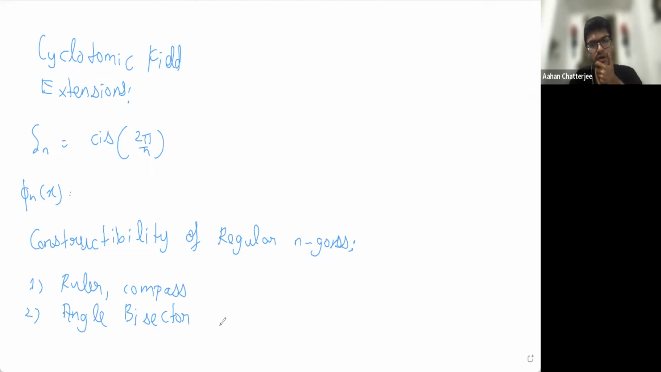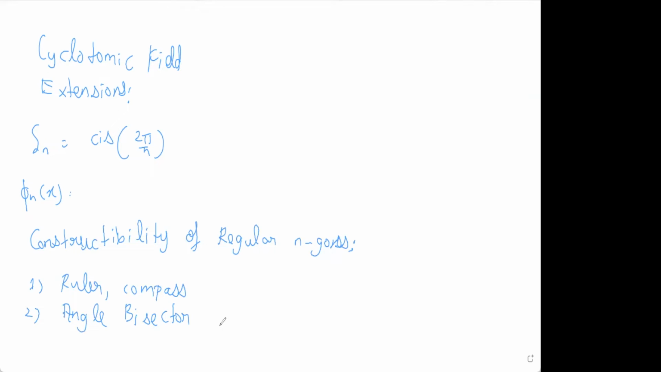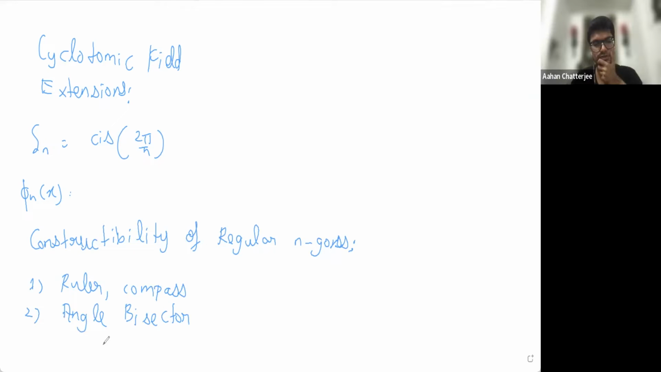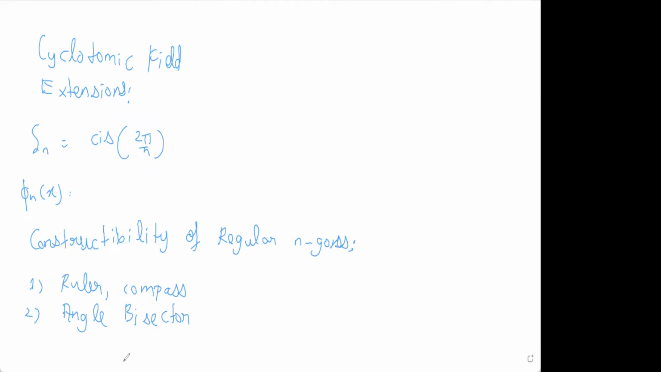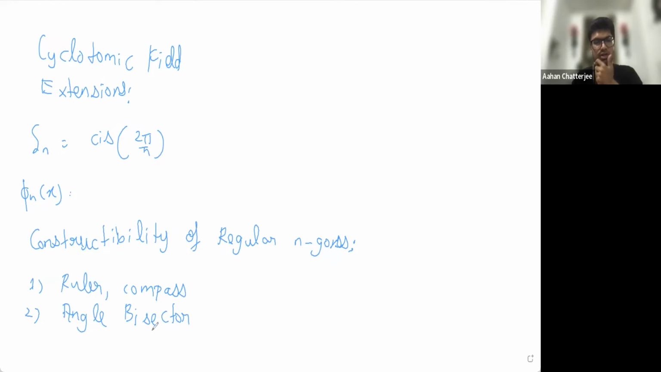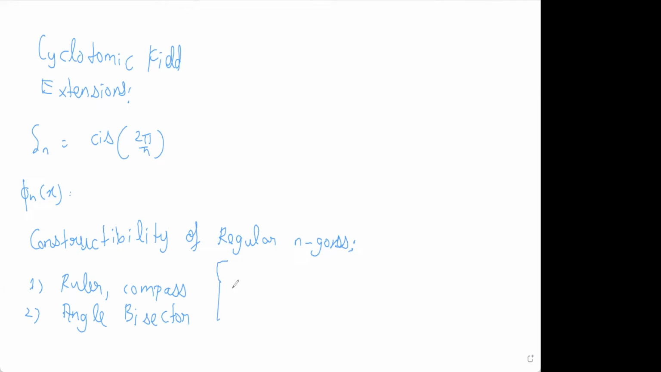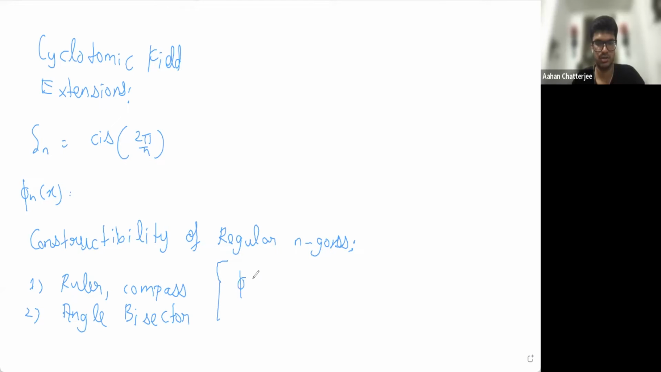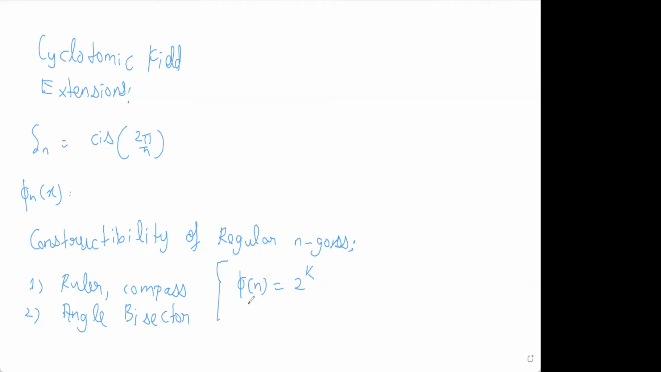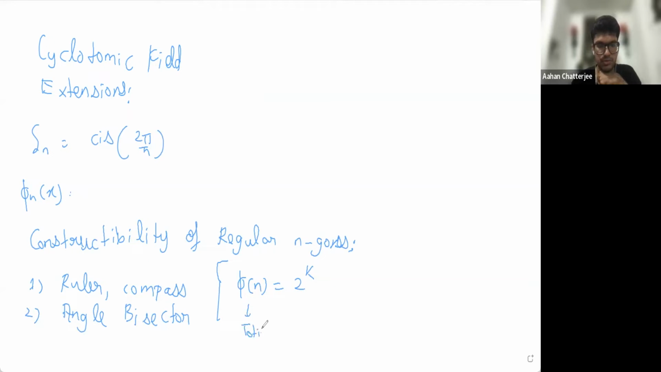Has anyone heard of this problem before? Do you know what the answer is? Was it something like 7? I don't remember. Okay. So the conjecture is that the only regular n-gons which are constructible using this are the ones where phi of n is a power of 2. Here phi is the totient function.